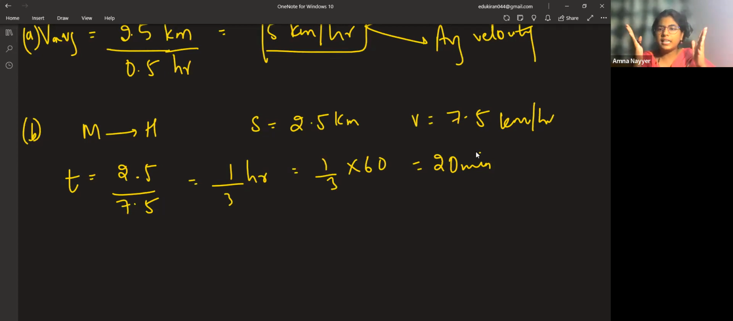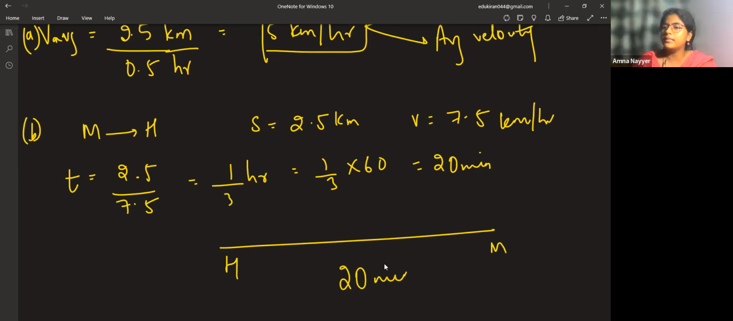See, this is home, this is market. If the entire separation is taking him 20 minutes, it means half of the distance will take 10 minutes, and the other half of the distance will take 10 minutes. Yes or no? First tell me this. Half of the distance will take 10 minutes each. Total is 20. So midway it would be 10 minutes. Yes.